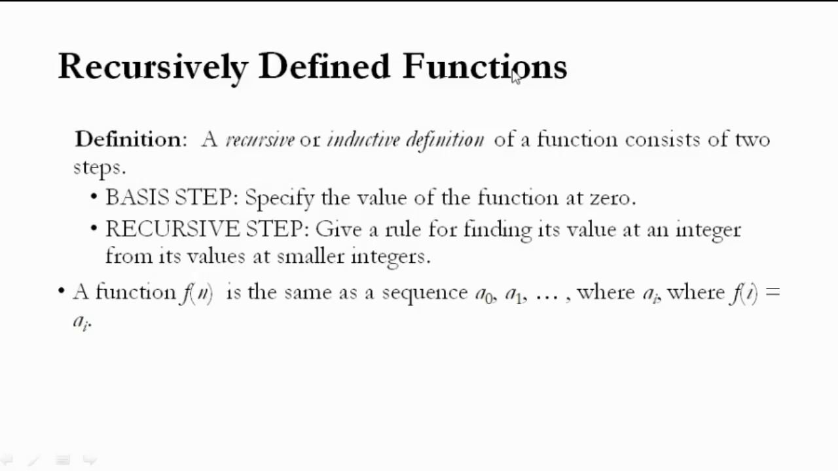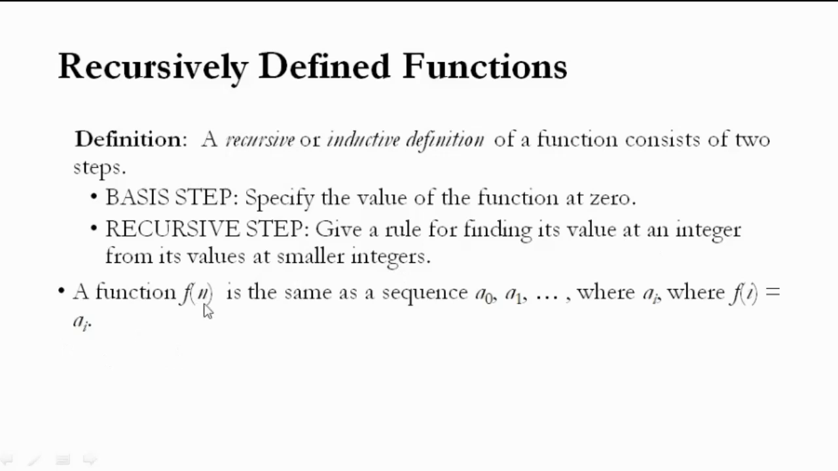If you recall the factorial program that you wrote using recursion in C programming, we mentioned what the value is if n is 0. We used to write: if n is equal to 0, then return 1; otherwise, return n into factorial of n minus 1. So always in recursion, first the basic step needs to be considered, like specifying the value of the function at 0. And for the recursive step, whether you go for decrement or increment depends upon your logic. It gives a rule for finding its value at an integer from its value at smaller integers.